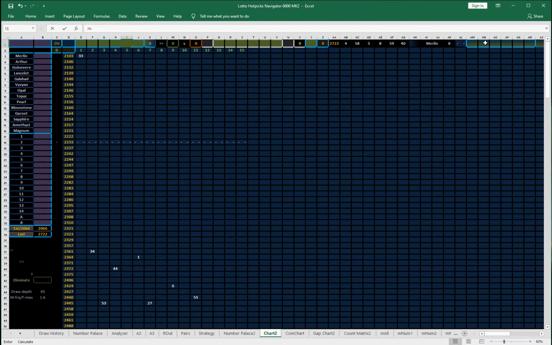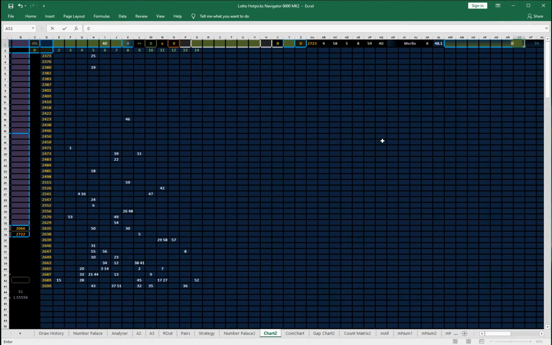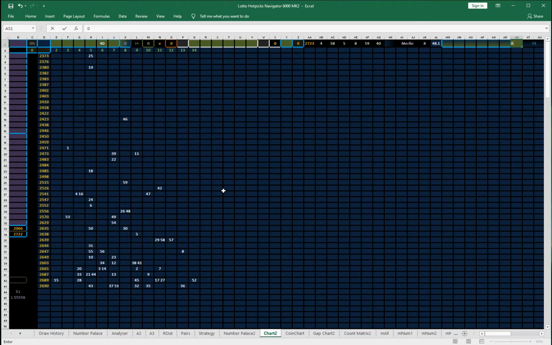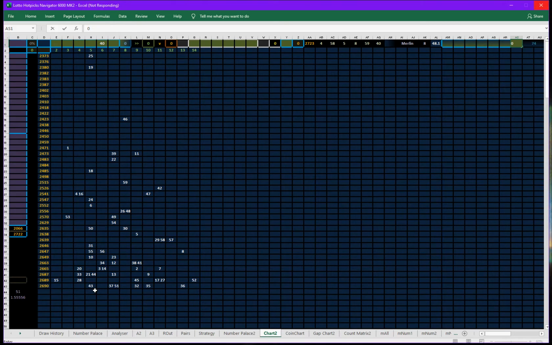And that's when we're looking at all 7 numbers, including the bonus. Right? And the reason why is because 40 and 33 occur very frequently together.